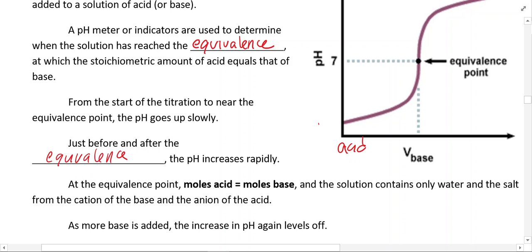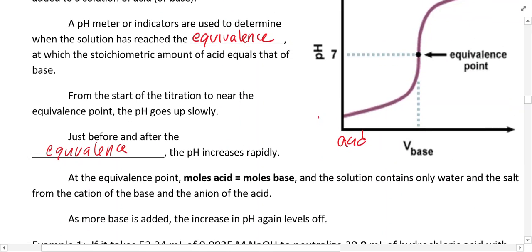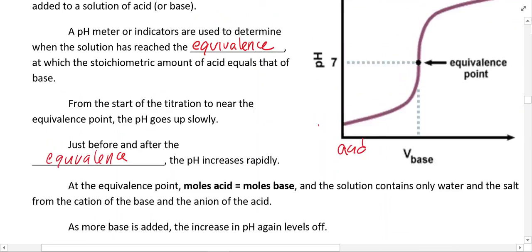So at the equivalence point, the moles of acid equal the moles of base, and the solution contains only water and the salt from the cation of the base and the anion of the acid. So if you continue adding base, you're going to continue increasing pH levels, and it will eventually level off again.